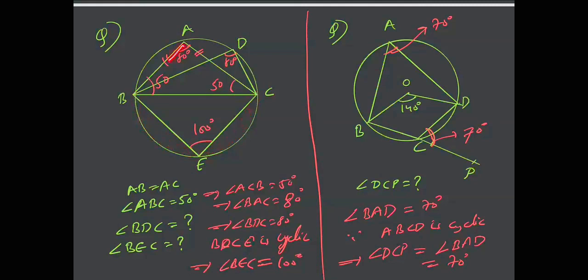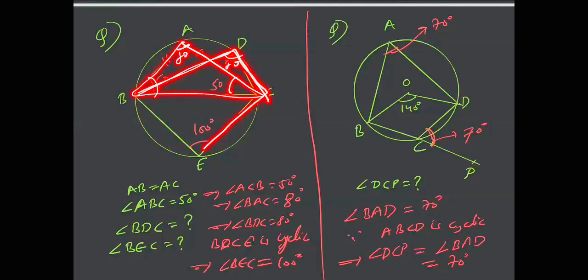So here AB is equal to AC, was given. Since this angle is 50, then this angle is also 50. Now if these two angles are 50, then this angle is 80, because in a triangle the sum of all angles is 180. Now if this angle is 80 degrees, then this angle is also 80 degrees, right? Because these are the angles in the same segment.